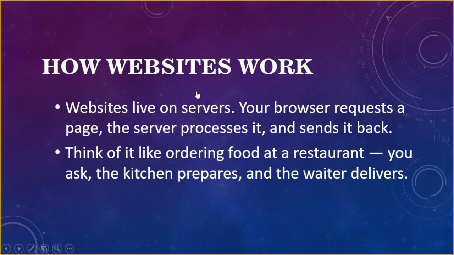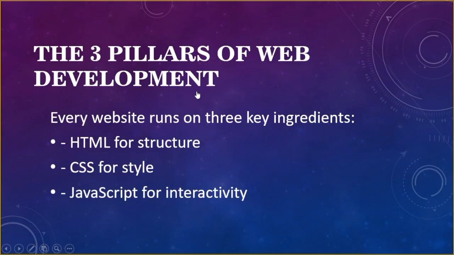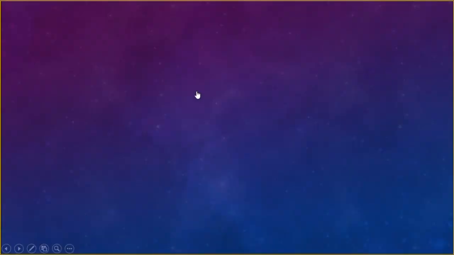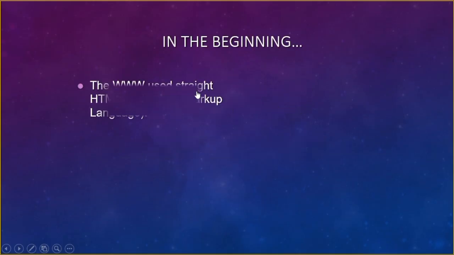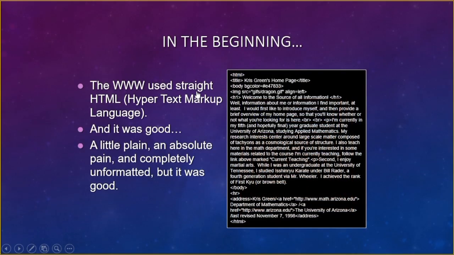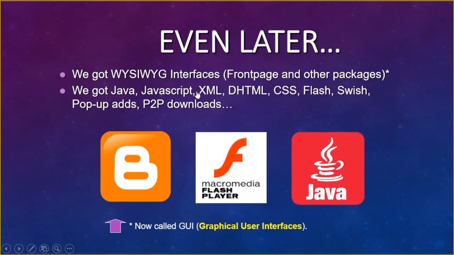Now, three pillars of web development. We have HTML for structure, we have CSS for style, and then we have JavaScript for interactivity. Now, we have gone through this before, the history of web. Well, this is what it used to be. Well, we keep progressing, and now we have Grok that can write code.